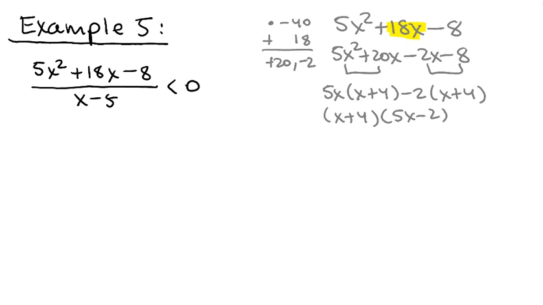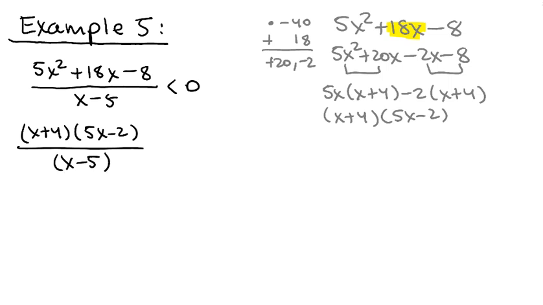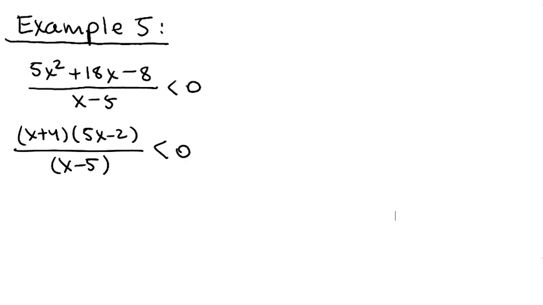Okay. So I'm going to rewrite this inequality over here on the left as x plus 4 times 5x minus 2 divided by x minus 5. And we're interested in where this is negative. So I'll start by making my number line just like always.